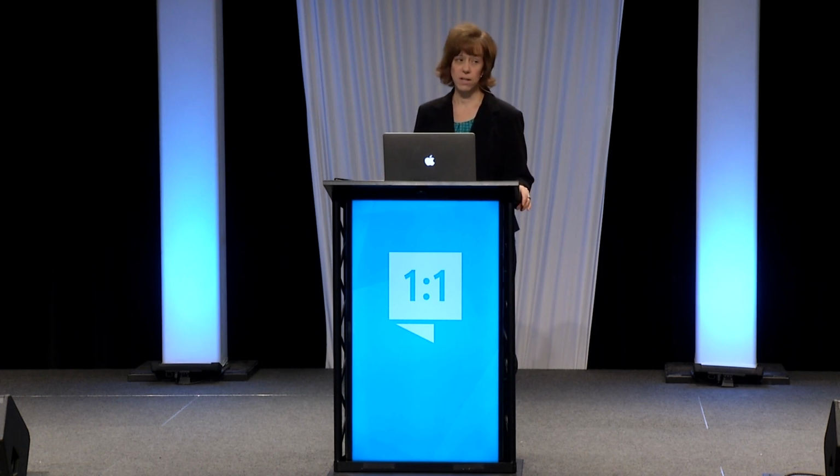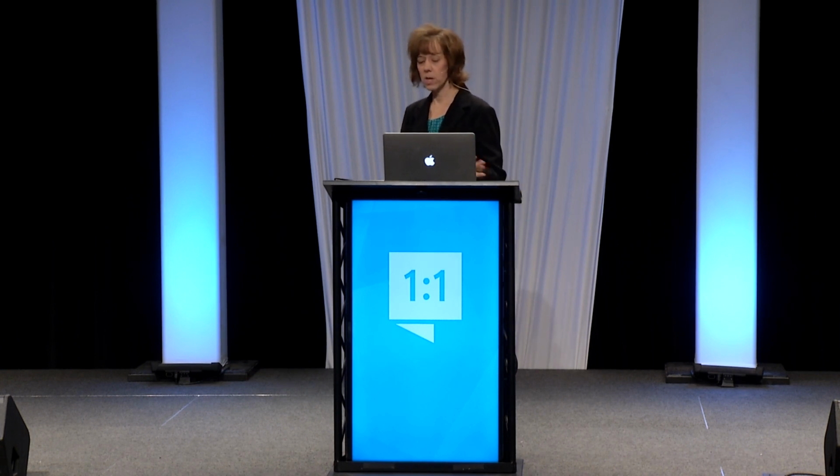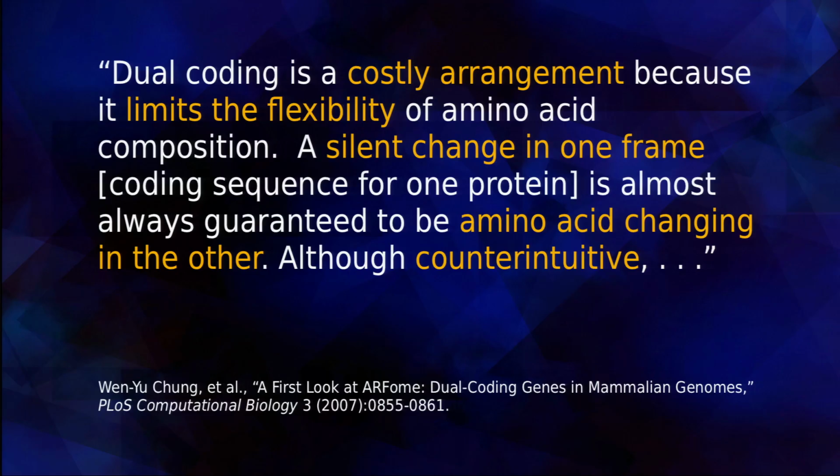Now, dual coding genes, right? Dual purposes, dual things, that's going to be a big problem for evolution. And the authors realized this. They said dual coding is a costly arrangement because it limits the flexibility of amino acid composition. A silent change in one frame, in other words, one coding sequence for one protein, is almost always guaranteed to be amino acid changing in the other. So even if you get a mutation that might be beneficial to one of the proteins that the gene codes for, chances are you've messed up the other one, okay? Again, because it's coding for two things.